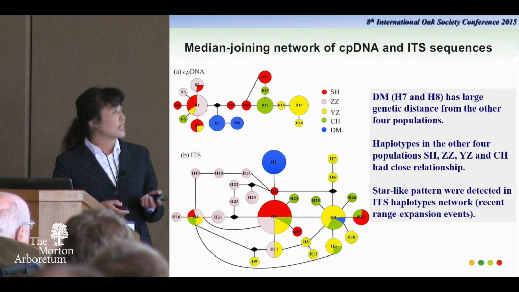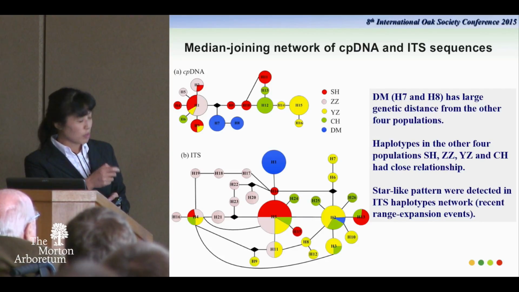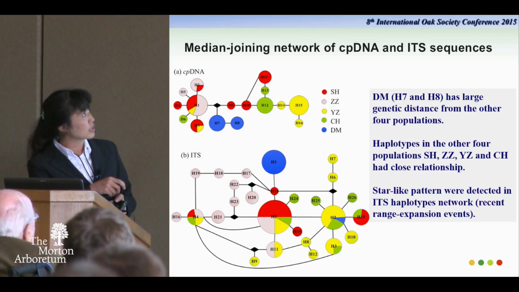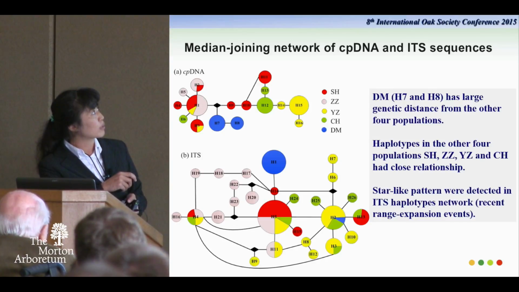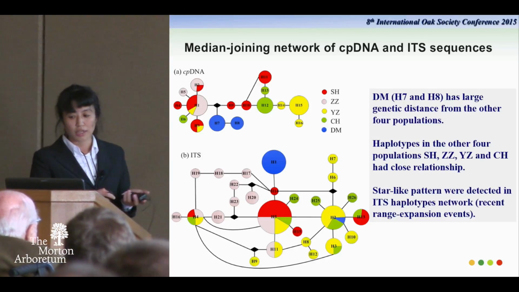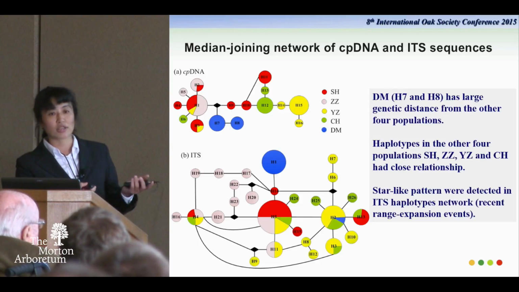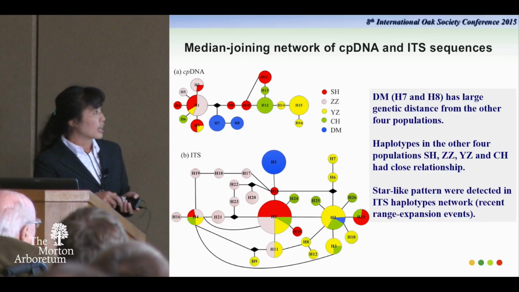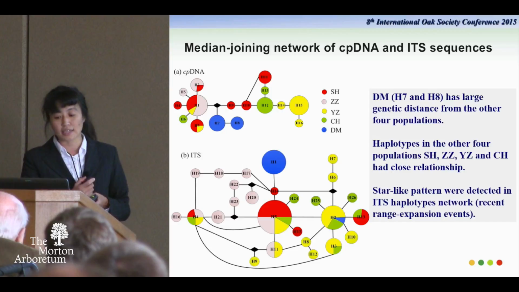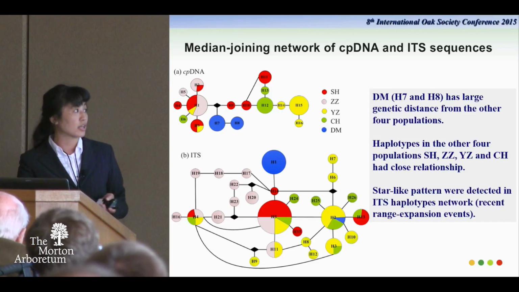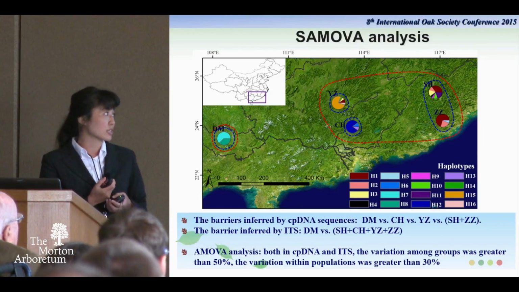Here's the network analysis, and it indicates that the population labeled with blue one seems far away from the rest of the four populations. So it's a very unique population, although the haplotype is not that diversified. And the ITS shows a star-like pattern, which probably suggests a recent range expansion.